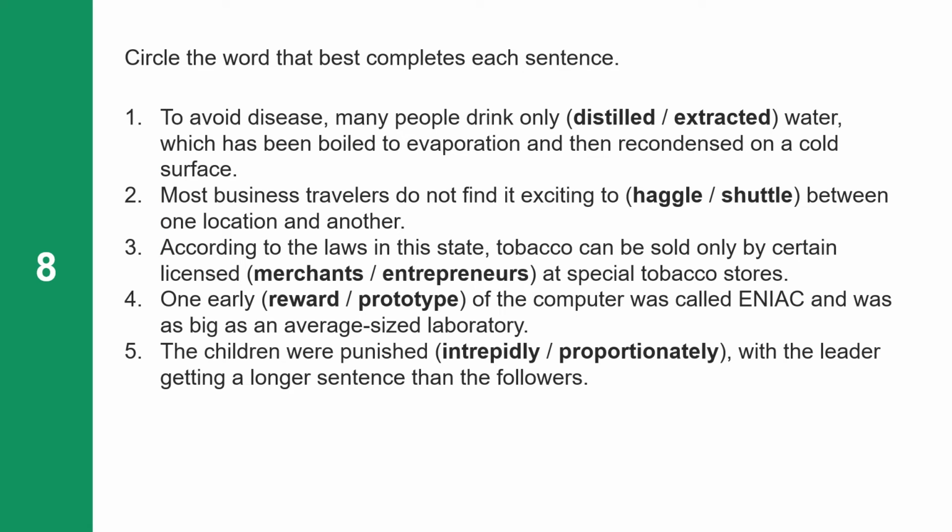Now circle the word that best completes each sentence. To avoid disease, many people drink only distilled or extracted water, which has been boiled to evaporation and then recondensed on a cold surface. So this is a big hint. Boil to evaporation and drinking. So the answer is going to be distilled.